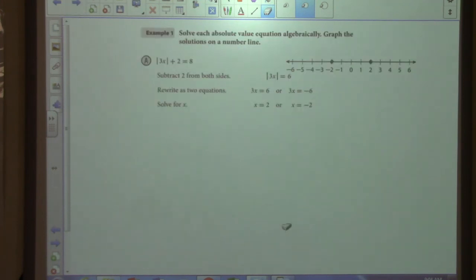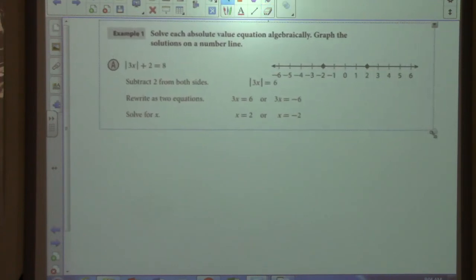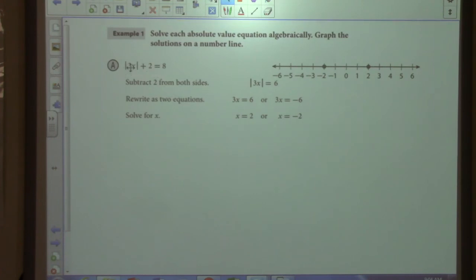Let's go on to this one here. Solve algebraically. And here they give an example. Here you have absolute value of 3x plus 2 equals 8. And the first thing to do is you want to isolate your absolute value expression. And you do that by, in this case, subtracting 2. And so you subtract 2 from both sides, you have absolute value of 3x equals 6. And so you're going to rewrite as 2 equations, 3x equals 6 or 3x equals -6. And then for each equation you solve for x. So you have x equals 2 or x equals -2. And then on a number line, you would just mark them in like this.